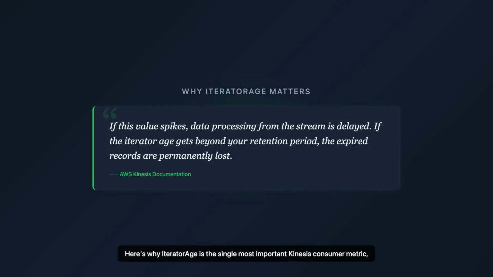Here's why IteratorAge is the single most important Kinesis consumer metric, in Amazon Web Services' own words. If this value spikes, data processing from the stream is delayed. And if the IteratorAge gets beyond your retention period, the expired records are permanently lost. That last word, lost, is what makes this a data engineering crisis, not just a latency problem. The default retention is 24 hours, and you can extend it to 365 days, but if your consumer can't catch up, data goes away forever.